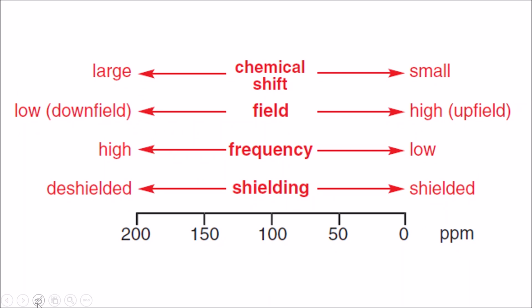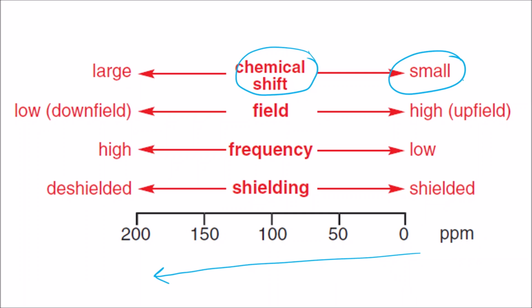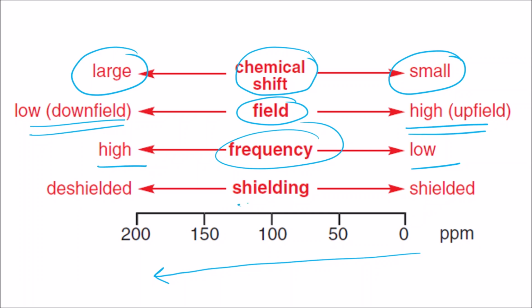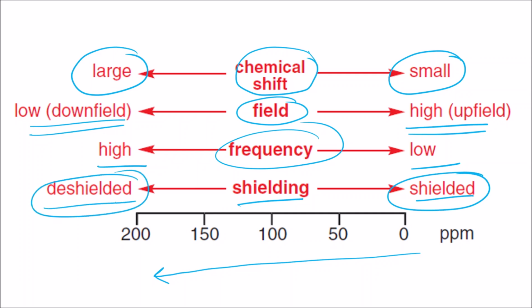Now there are different names for the chemical shift. In terms of chemical shift, from right to left the value increases: on the right-hand side it is small, and as you go to the left it is a large chemical shift. In terms of field, initially it is high or upfield, and on the left-hand side it is called downfield or low. Similarly for frequency, initially it is low, and as we go left it is high. And for shielding, as we saw just now, a lower chemical shift value is called shielded nuclei, and a higher chemical shift value is called deshielded nuclei. So these are some of the different terms used when we talk about the chemical shift.